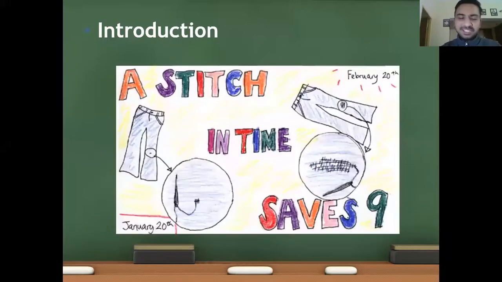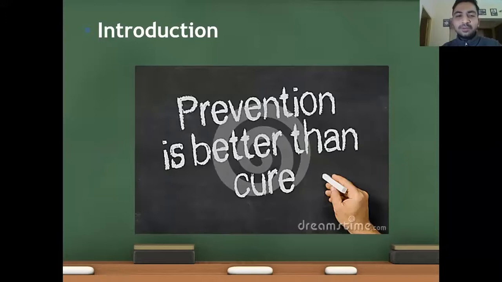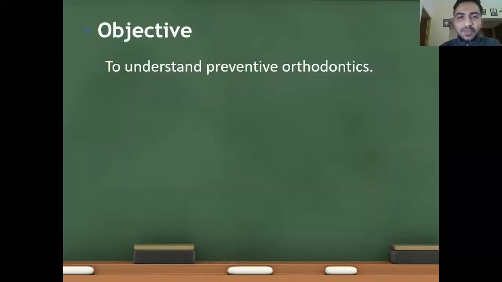So there are certain idioms and phrases in English which I think have been coined for preventive orthodontics. One is a stitch in time saves nine. The other is an ounce of prevention is worth a pound of cure. And the final one is prevention is better than cure. So the whole idea of today's class is based on this theme. Prevention is better than cure. So this is the objective of today's class, to understand preventive orthodontics.